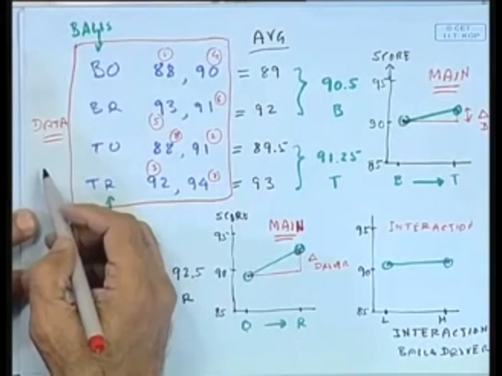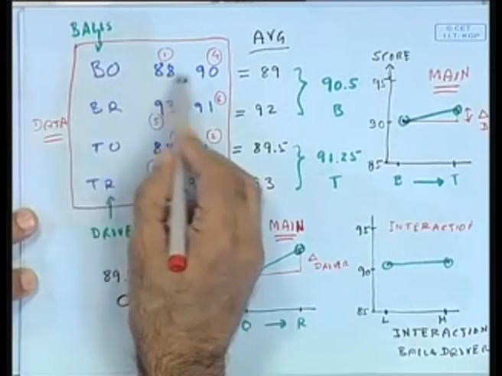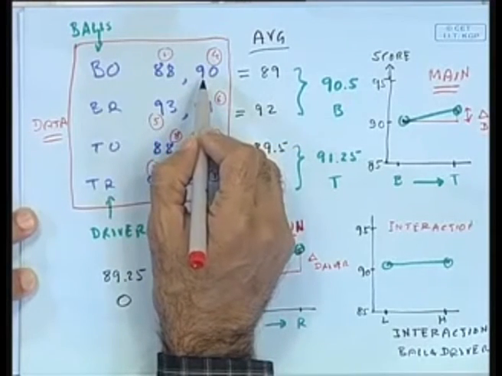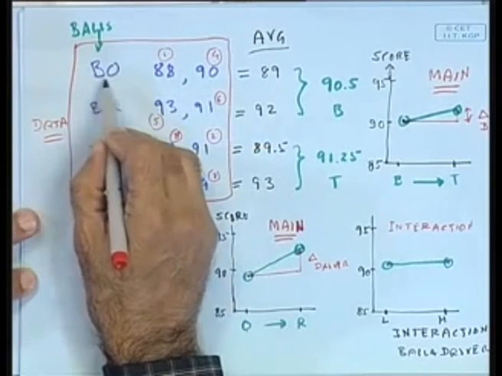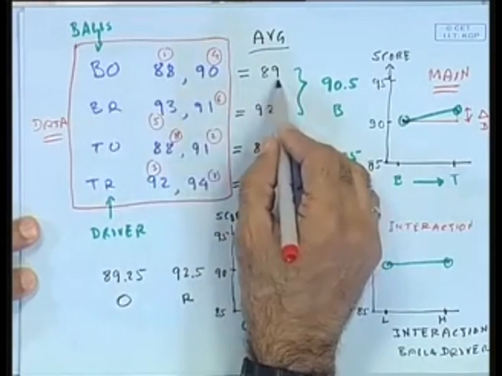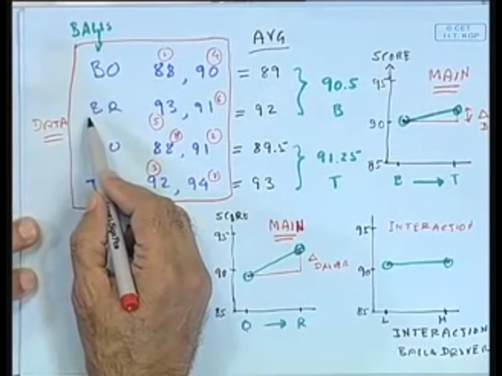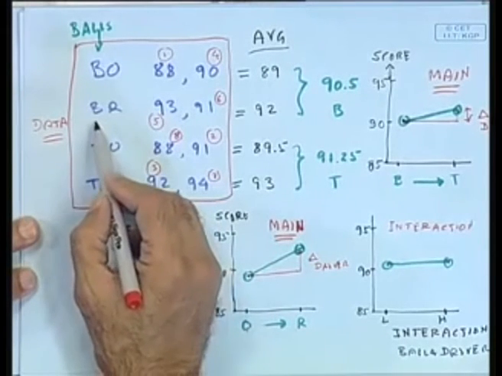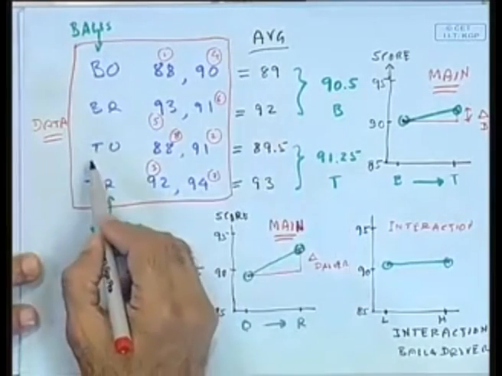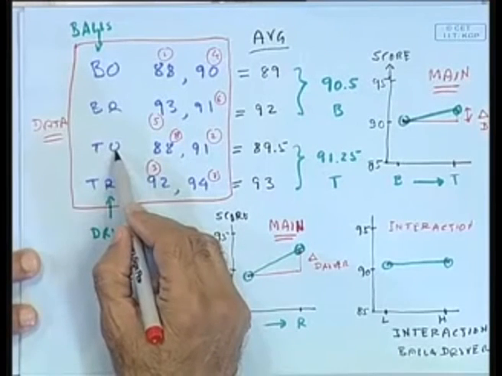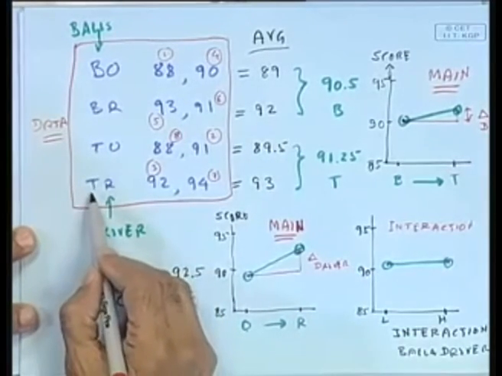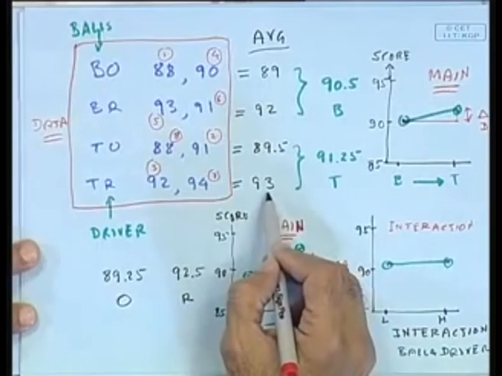When I have my data there, the only thing I have to do is remember under what settings I obtained those things. What are these two numbers? These are two replicates of experiments run. That is like my game played under the same settings. I was using ball type B and driver type O. And I played two rounds and the average turned out to be 89. I ran this other trial, another game I played, ball type B, driver type R, and the average turned out to be 92. Then I used ball type T and driver type O, and the result turned out to be 89.5. And of course, ball type T and driver type R gave me an average of 93.